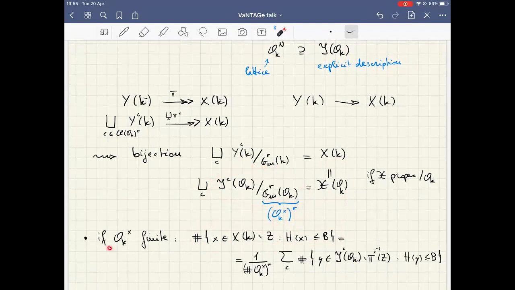The first case is if this group is finite, for example, if K is the rational numbers or an imaginary quadratic number field. Then counting points on Y up to the action of a finite group is the same up to the cardinality of this group, or if you want, up to the cardinality of the fibers of the fibration we started with. And so counting points on X is going to be, up to the cardinality of this finite group, a sum over all the twists of just counting points of bounded height on the torsor.